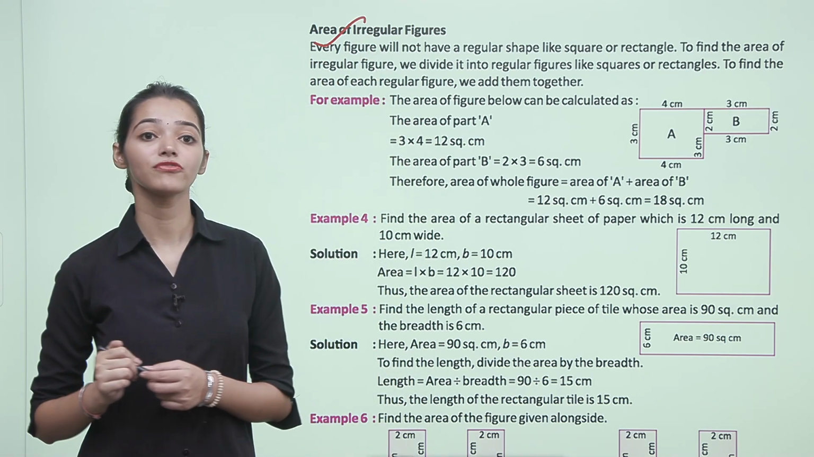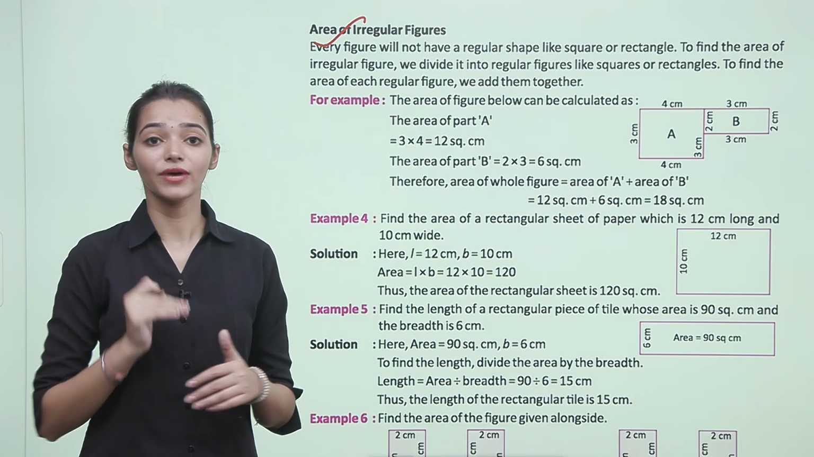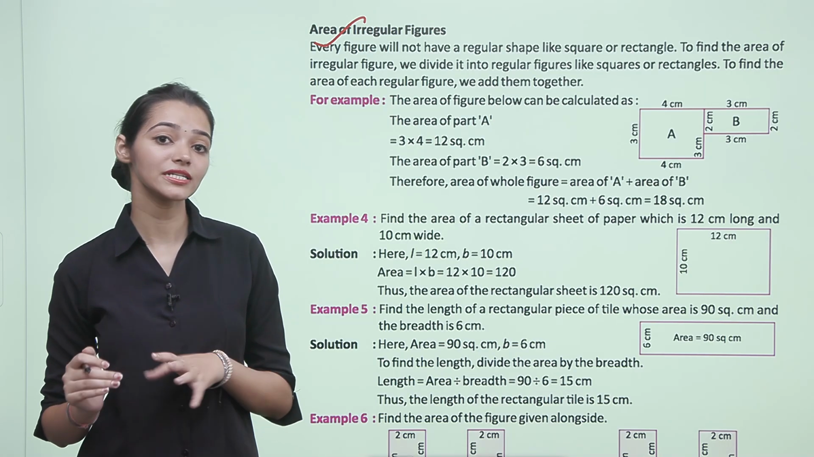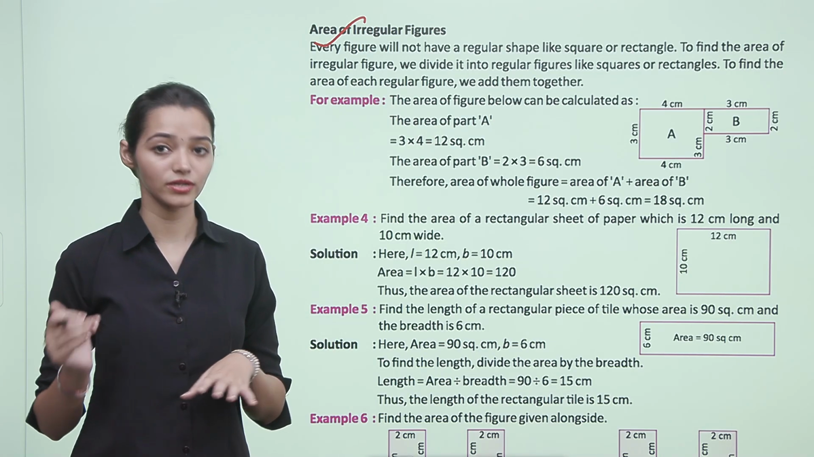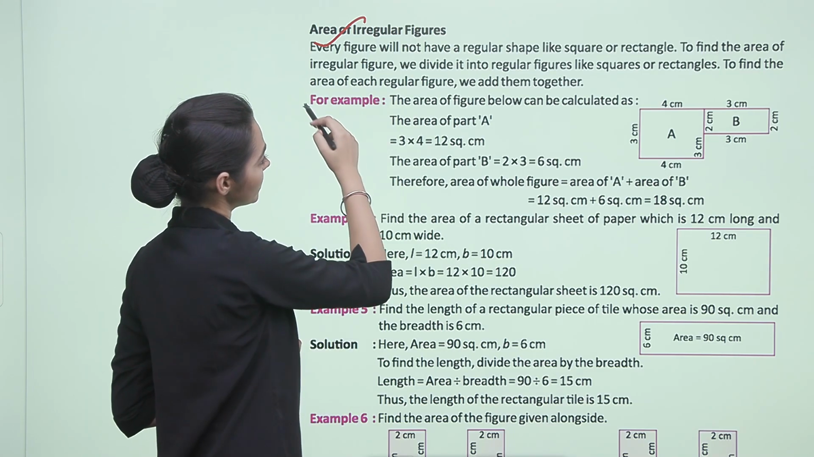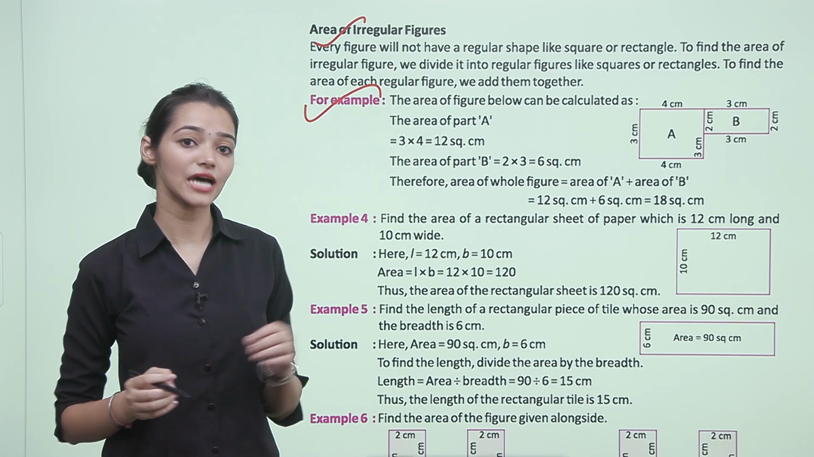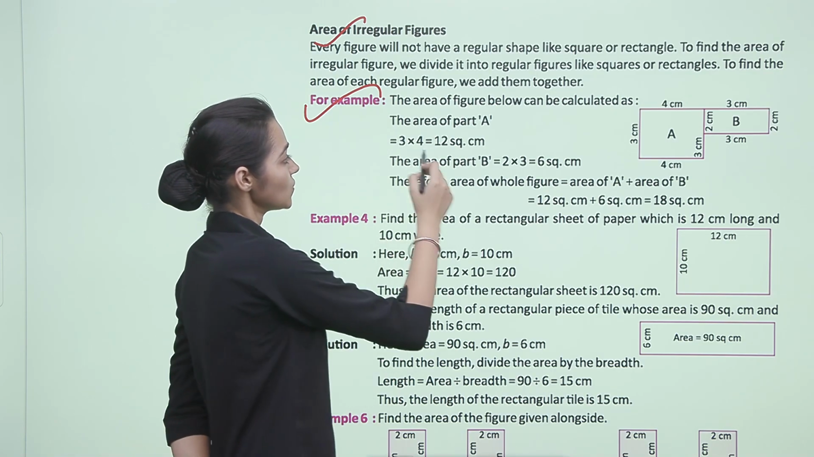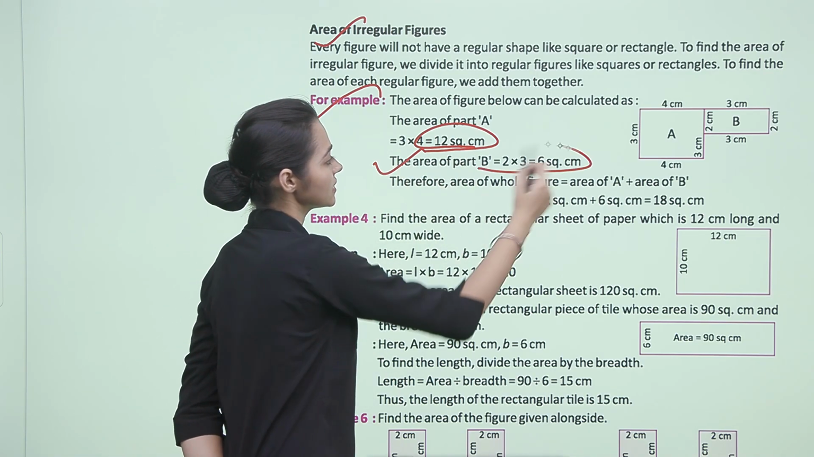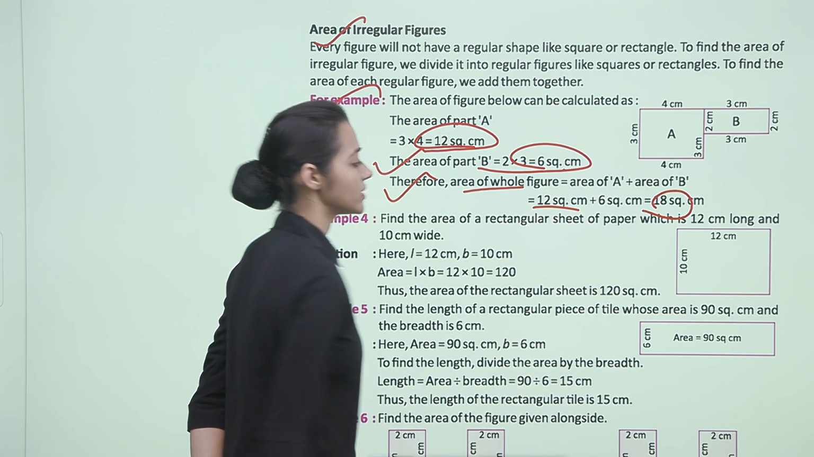Now let's look at the area of irregular figures. Every figure will not have a regular shape like a square or rectangle. To find the area of an irregular figure, we divide it into regular figures like squares or rectangles, find the area of each regular figure, and add them together. For example, here the area of part A is 12 square centimeter and the area of part B is 6 square centimeter. Now the area of the whole figure is 12 plus 6, that is 18 square centimeter.